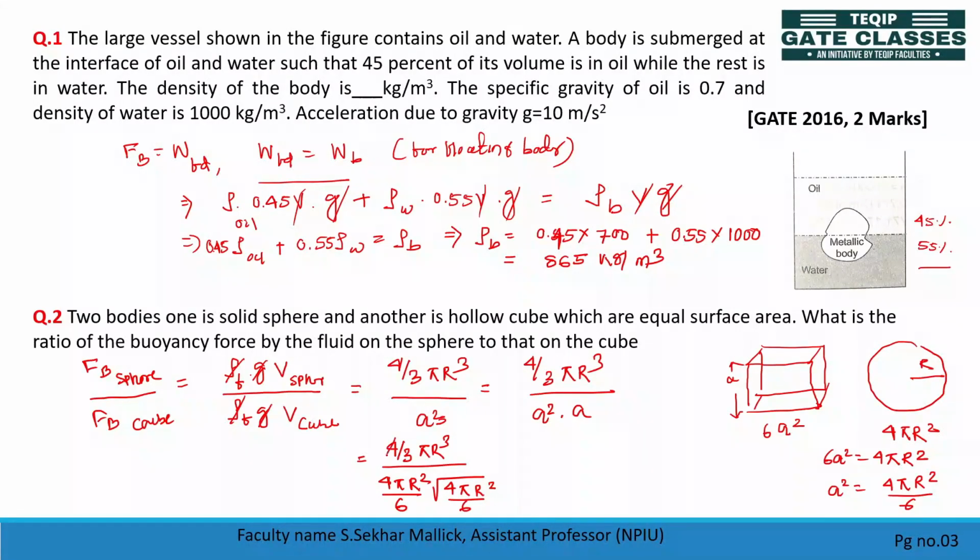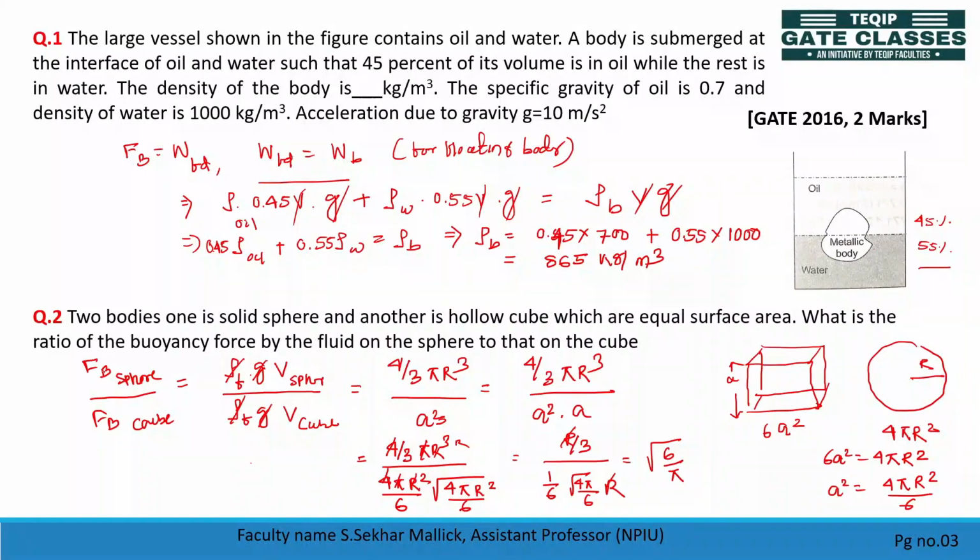Okay. Cancel common thing. 4 pi and pi. R square and r cube, so we will get r here. R by 3 in numerator, and in denominator, how much? 1 by 6, then here root over of 4 pi by 6, and r will get cancelled. Then how much you are getting? So you will get the final answer as root over of 6 by pi.